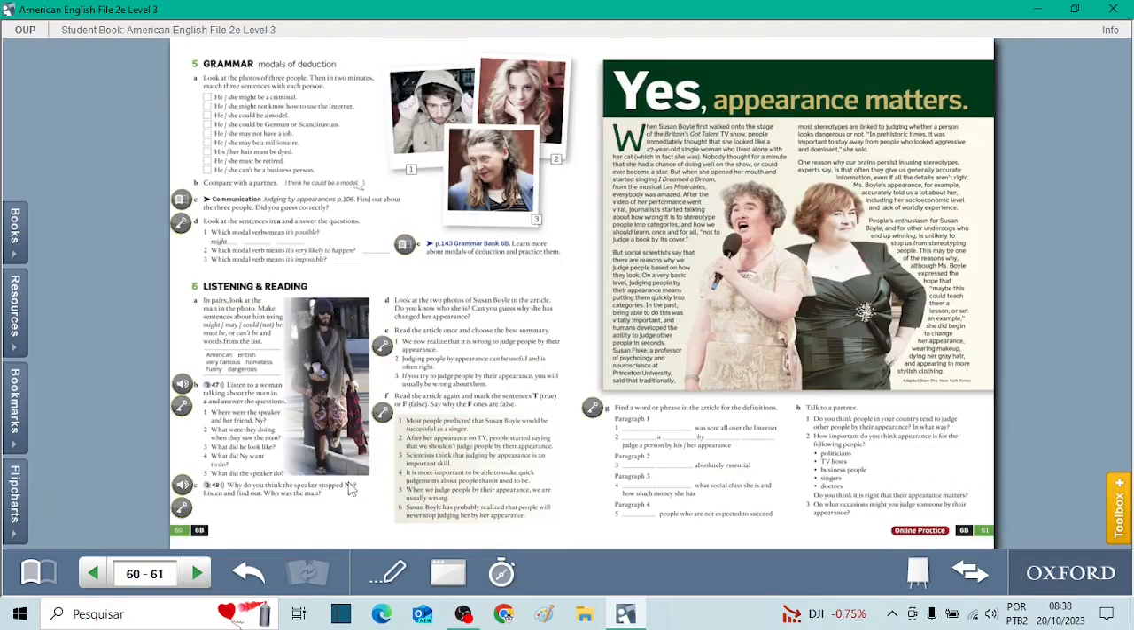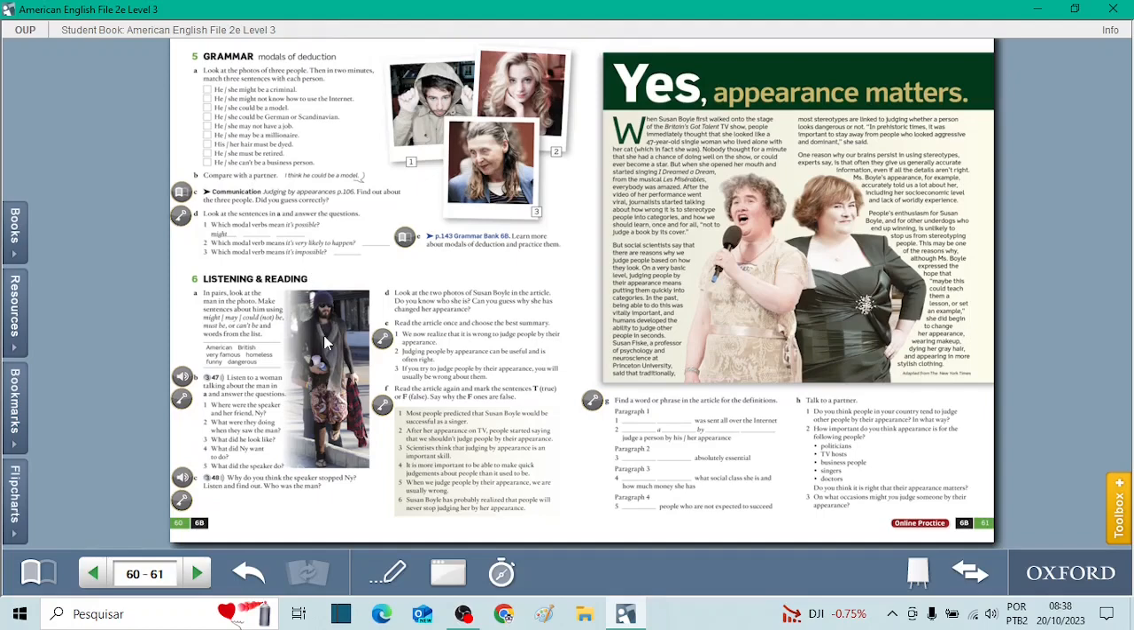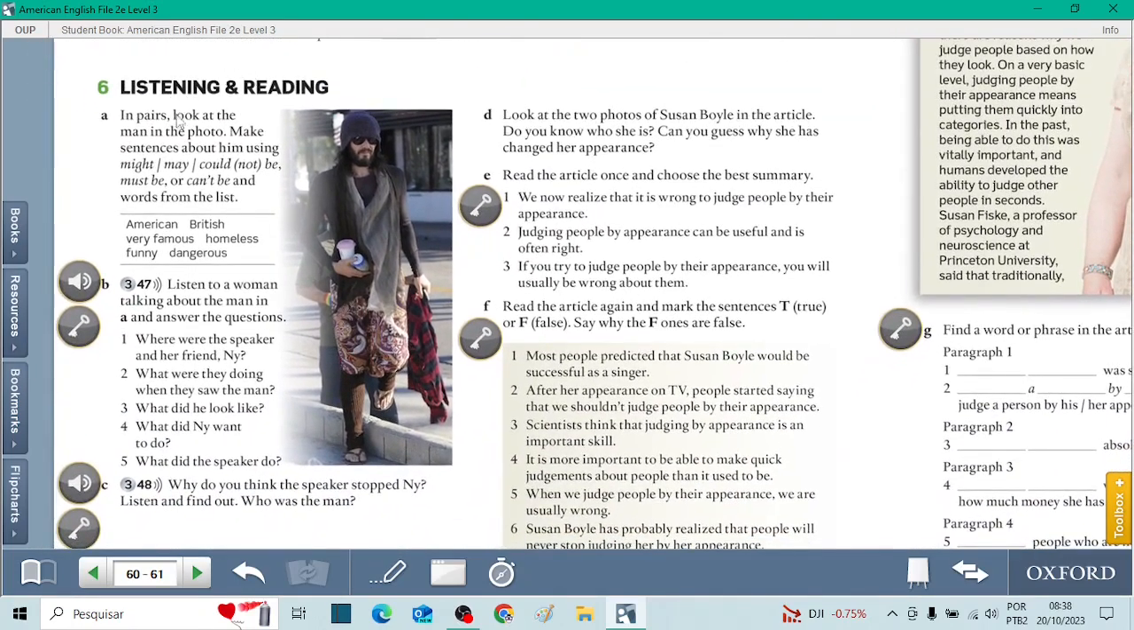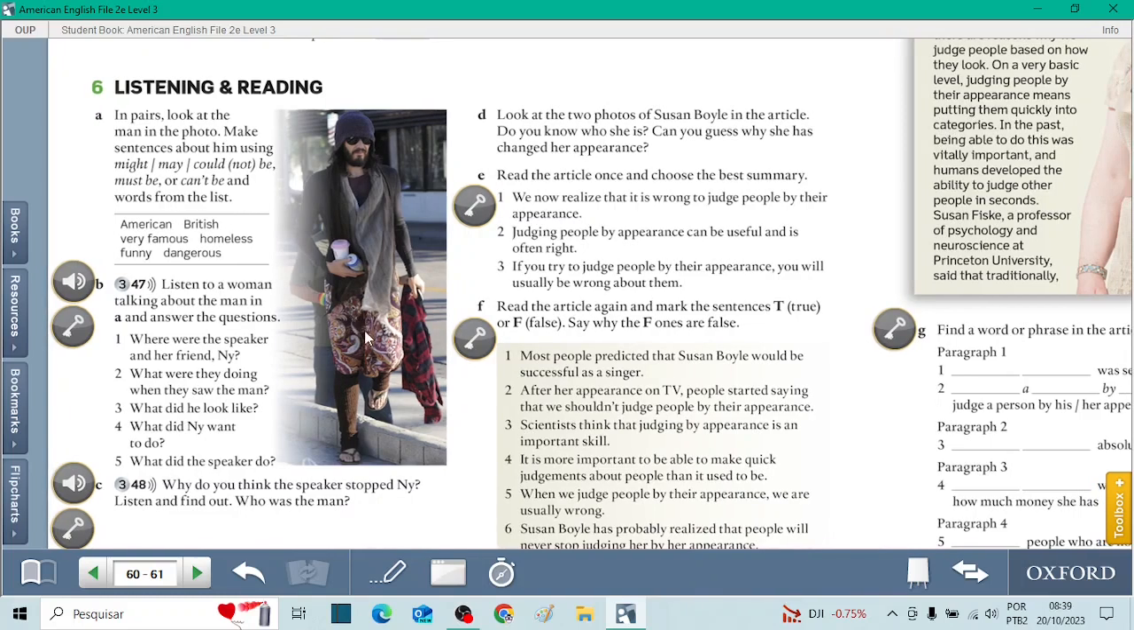Go back now to page 60 and let's do this listening exercise. Now, look at the man in the photo. Make sentences about him using might, may, could not be, must be, or can be, and the words from the list. Let's go. Great. Now, you will listen to a woman talking about the man in A and answer these questions here.